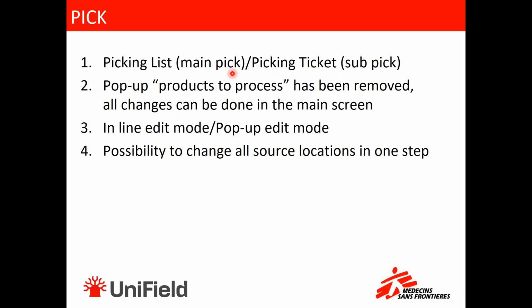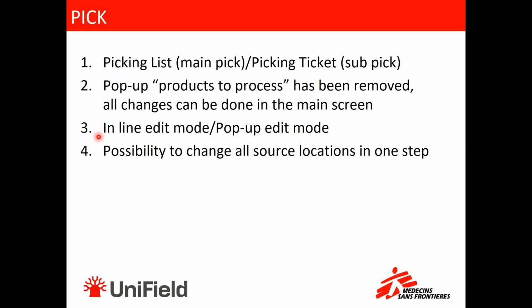That's another debate. So now, these two documents are named picking list and picking ticket. One of the pop-ups, which was called the product to process, where you actually had to select the quantity that you were picking, has been removed, and all these changes can now be done in the main screen. So one of the objectives was really to get rid of some of these pop-ups which were coming here and there to make the flow easier to understand.